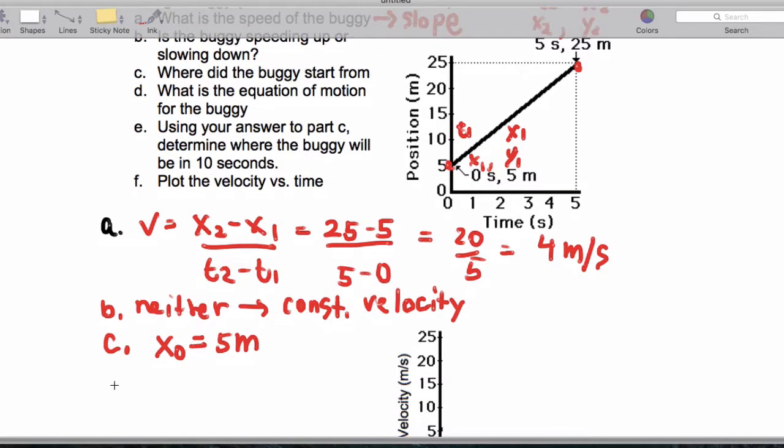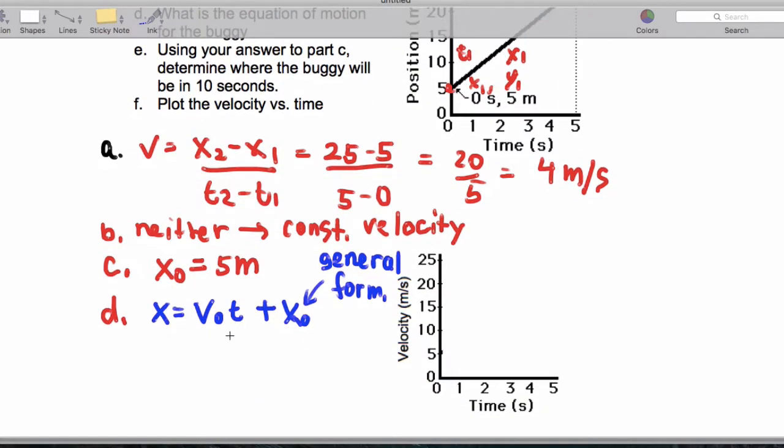Now we ask for the equation of motion of the buggy. Now I saw a lot of people write this down: x equals v naught t plus x naught, which is the general formula. But what we're looking for is a specific formula. And in this case, that's going to be x is, and for v naught, we put in the slope, the time is t, and x naught is the initial position, which is the 5 meter mark. So this is what we want to write for part D.